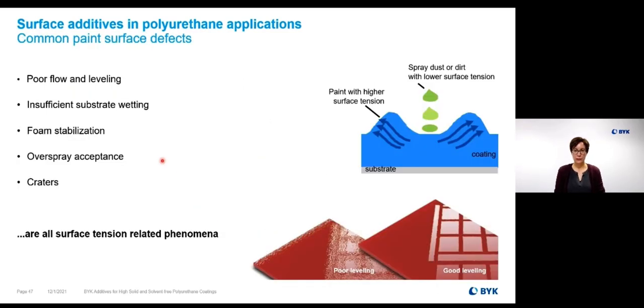There are also some other paint defects which are related to the surface tension. We talked about poor flow and leveling, about insufficient wetting, but we can also have problems with foam stabilization. We discussed it several slides before. As soon as there is a surface active substance in our coating, we have foam stabilization, and we have to consider the defoamer package. The overspray acceptance will be influenced, and also the cratering tendency. And all these phenomena are related to the surface tension of our coating and also of our substrate.